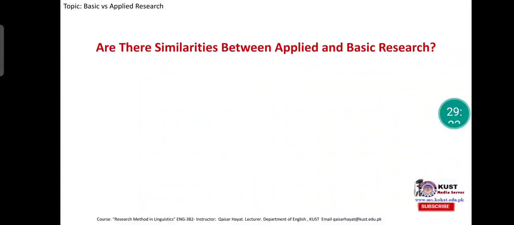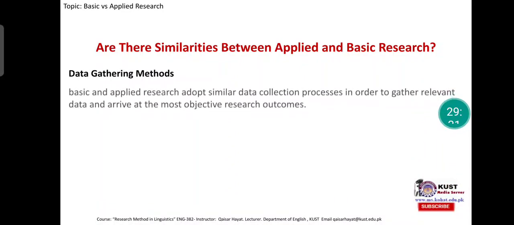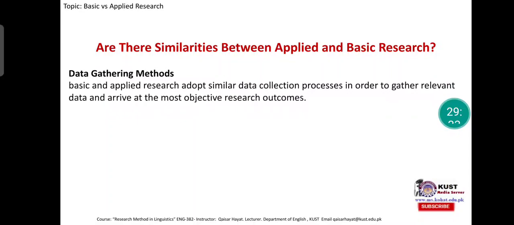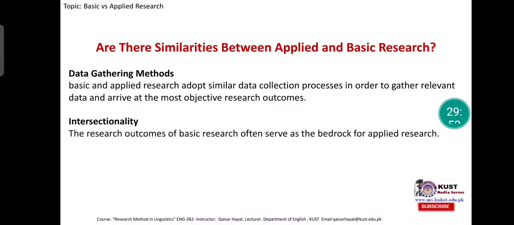So after the scope of research, is there any similarity between applied and basic research? Students, the data gathering method is the same in both. Basic and applied research adopt similar data collection processes in order to gather relevant data and arrive at the most objective research outcome. After it, intersectionality, yes, that's the same. The research outcome of basic research often serves as the bedrock for applied research.